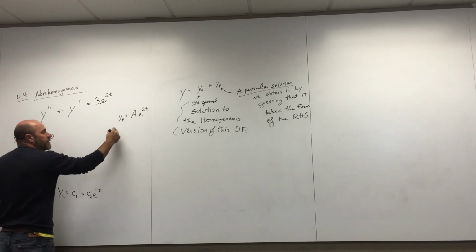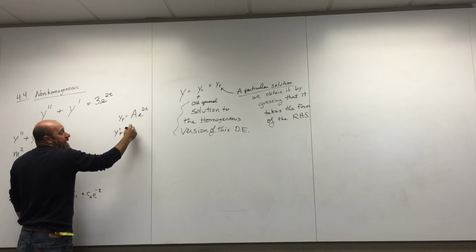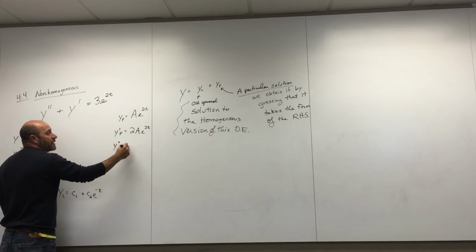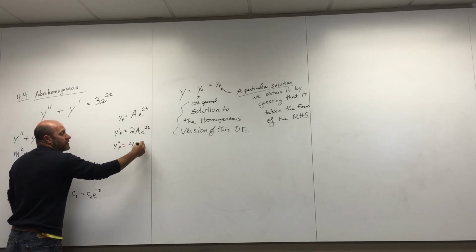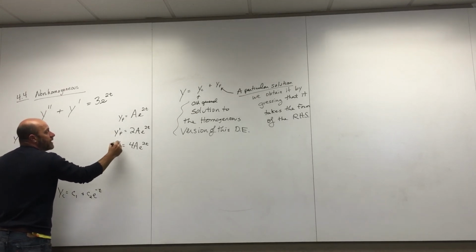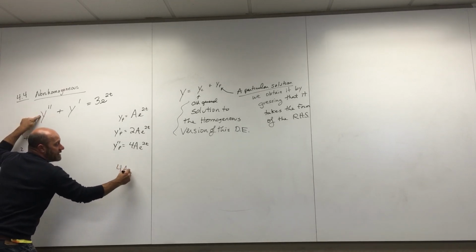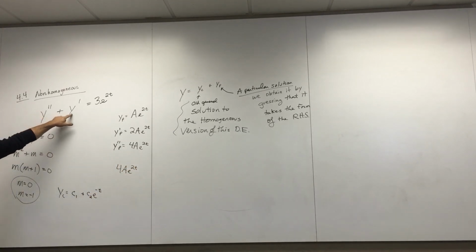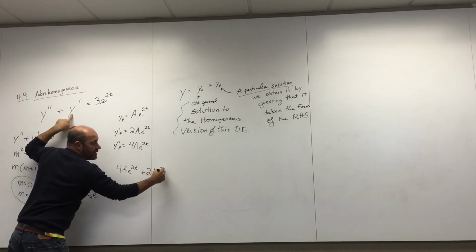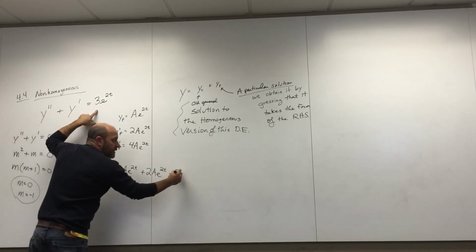Here, let's try it. I take the derivative. What's y prime of p? 2a e to the 2t. It's pretty easy. And then y double prime of p? 4a e to the 2t. And then here's what I'm saying. We actually plug these in. There's y double prime. Okay, I plug that in. 4a e to the 2t plus this y prime, which is 2a e to the 2t. And it should equal the other side, which is 3 e to the 2t.